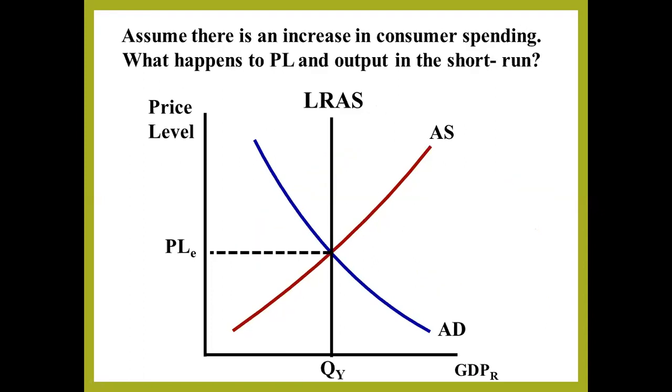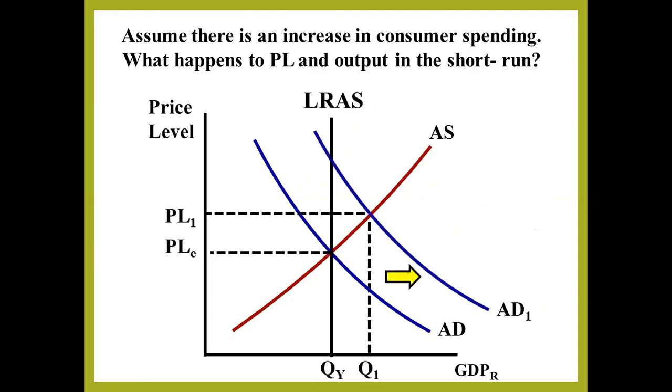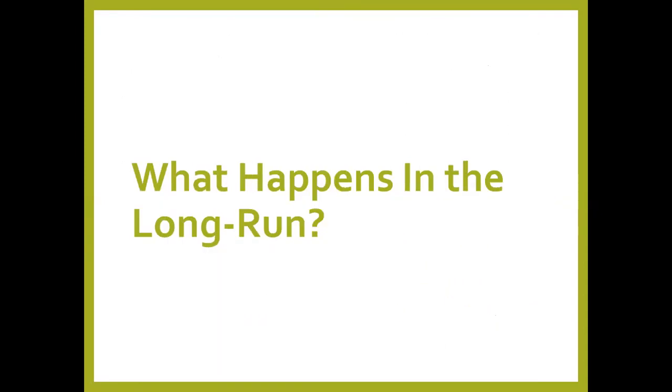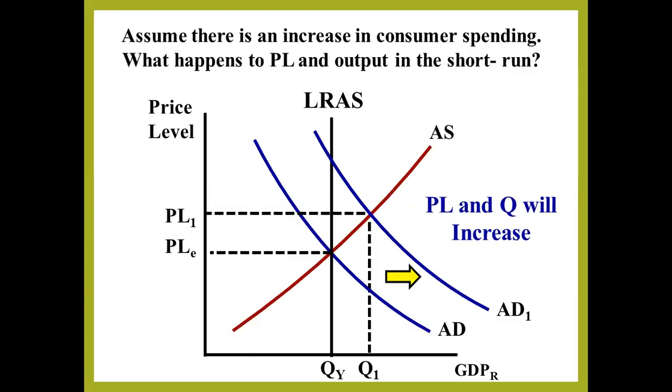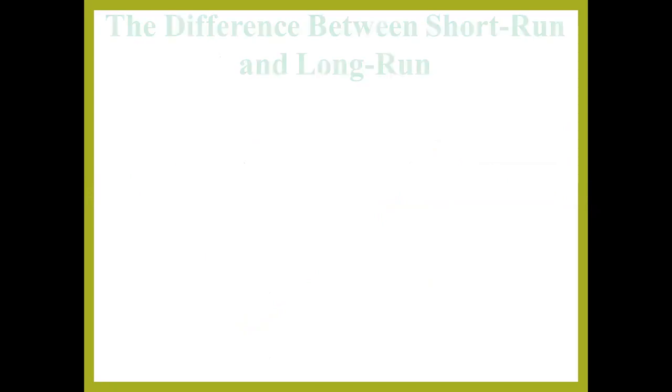All right, let's say there's an increase in consumer spending. We already know that that's going to cause a positive output gap. You know the price level and quantity are going to increase in the short run. But what's going to happen in the long run? This is also similar to what we learned in micro unit 3, 4, 5. In the long run, things go back to where they are. So that's what we're going to look at here.